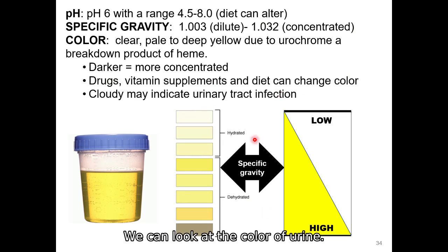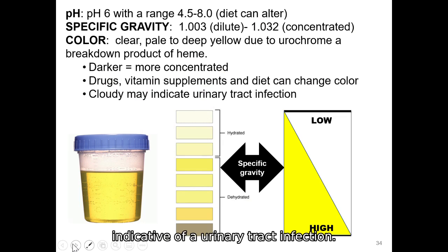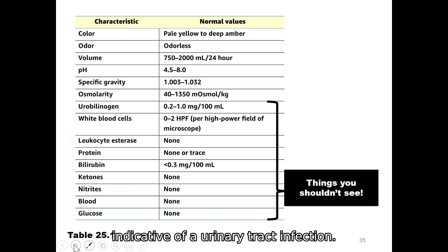We can look at the color of urine. I don't know if you've noticed, sometimes it's lighter, looks more like water. That means it's dilute. And other times it looks darker, and that is because it is more concentrated. Also, drugs, vitamin supplements, and diet can change the color of your urine. And it should always be clear and not cloudy, because cloudiness is indicative of a urinary tract infection.